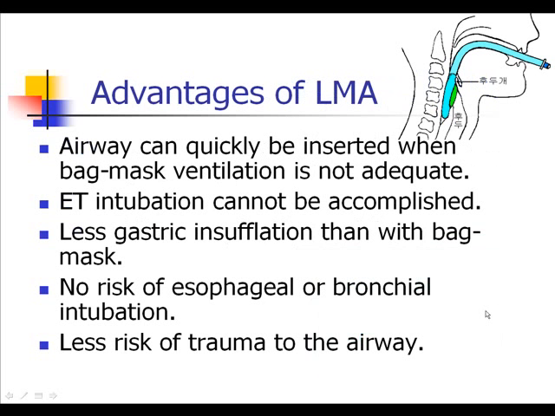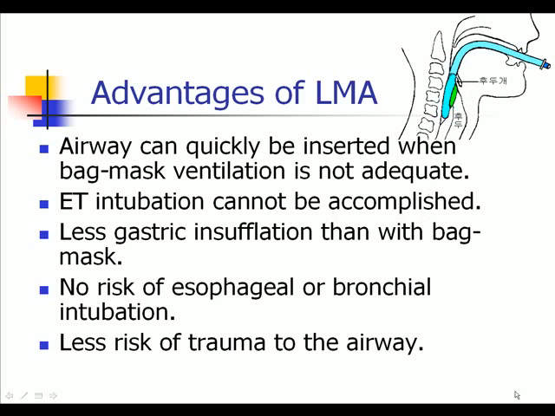The advantages of the LMA, and you can see from the diagram here how the LMA is actually placed and closes off the esophagus basically to prevent aspiration, but at the same time allows ventilation via the trachea. The airway can be quickly inserted when bag mask ventilation is not adequate, or ET intubation cannot be accomplished. Again, if you cannot intubate someone, you're having difficulty, you could place the LMA. You have less gastric insufflation than with the bag mask, no risk of esophageal or bronchial intubation, I would say, with the tube, and less risk of trauma to the airway.